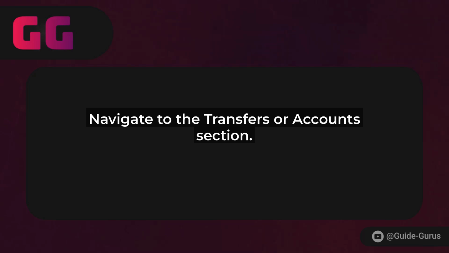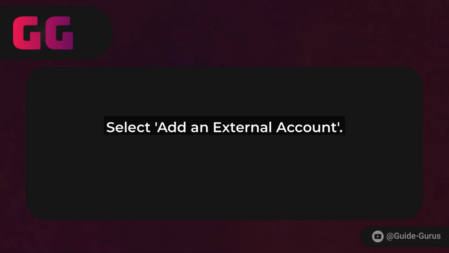First things first, make sure you're logged into your Bank of America online banking portal. If you haven't already, head to the Bank of America website or app and enter your username and password. Once you're in, look for the Transfers or Accounts section. It's usually front and center on the dashboard.